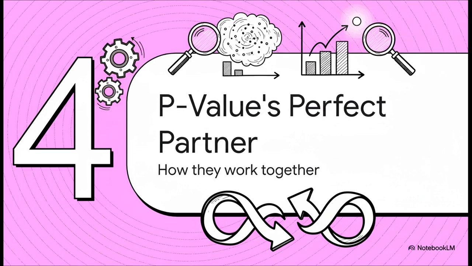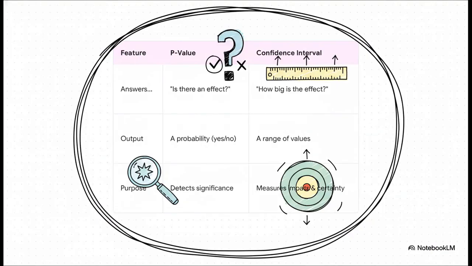Now, let's be super clear. This is not about throwing out the p-value. Not at all. It's about giving it the perfect partner. They're two different tools that when you use them together, give you a much richer, more complete story from your data. Let's just break it down. Your p-value is the detective. Its only job is to answer, is there an effect here at all? It just detects significance. The confidence interval, on the other hand, is the appraiser. Its job is to step in and answer, okay, how big is that effect? It measures the impact and tells you how certain you can be.